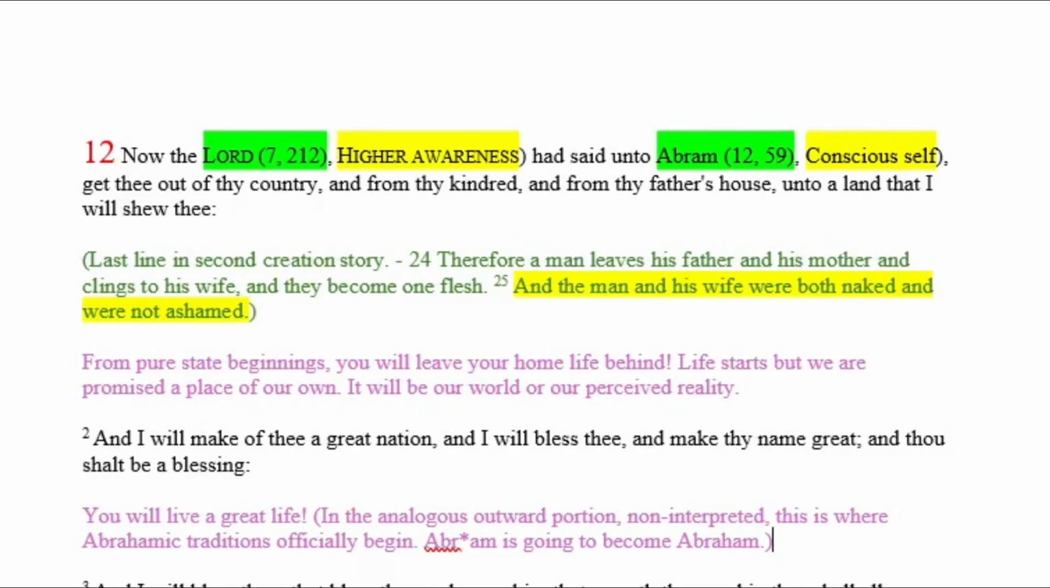Let's just take a look at something. What I'm going to do is take wherever it says Lord and change that to higher awareness. Wherever it says Abram, change that to conscious, and wherever it says Sarai, change that to subconscious. Let's take a look at a couple of things that I've done here, and let's see what it reveals. Okay, I know at first glance what I have up here is going to be very confusing.